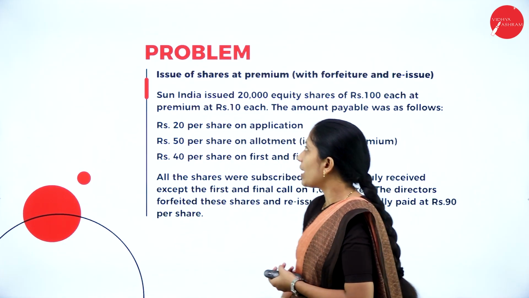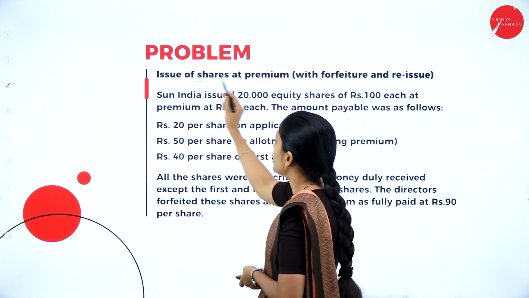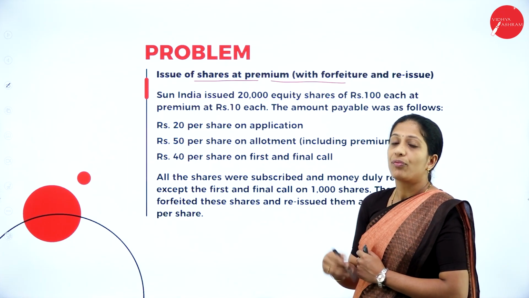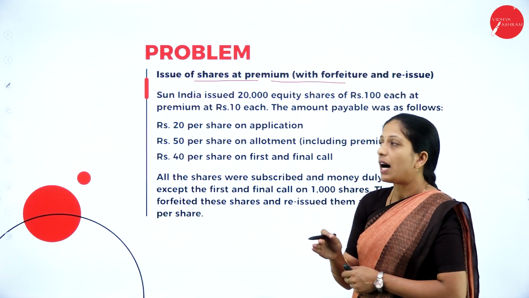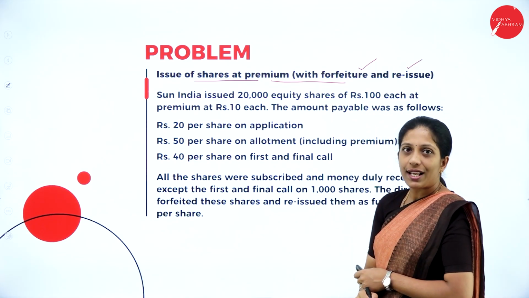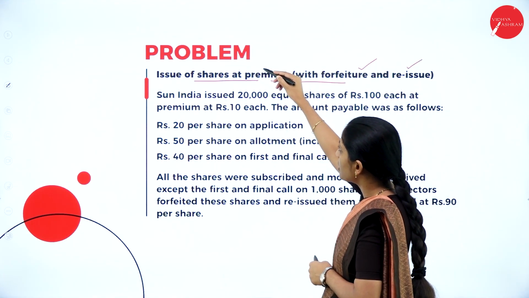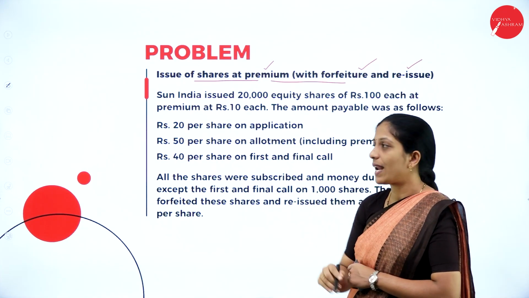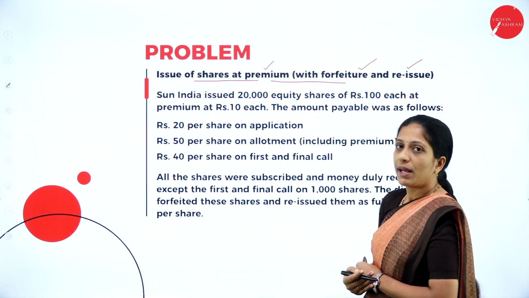In today's session, we are going to discuss a problem on issue of shares at premium. In the earlier session, we had solved a problem where the shares were issued at par and we had forfeiture as well as reissue. But in today's session, I am going to discuss where the shares are issued at premium, where we have forfeiture as well as reissue. Now go through the problem here.